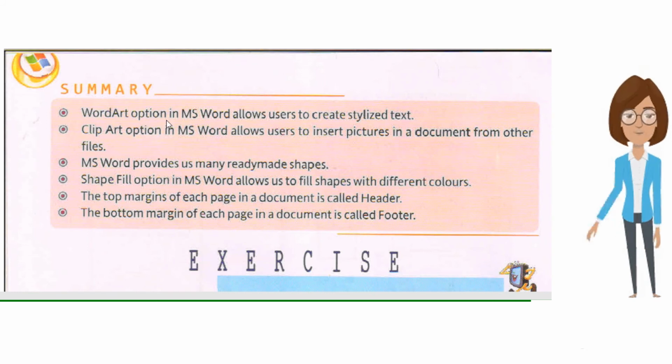Summary: Word Art option in MS Word allows users to create stylized text. Clip art option in MS Word allows users to insert pictures in a document from other files. MS Word provides us many ready-made shapes. Shape fill option in MS Word allows us to fill shapes with different colors. The top margin of each page in a document is called header. The bottom margin of each page in a document is called footer.